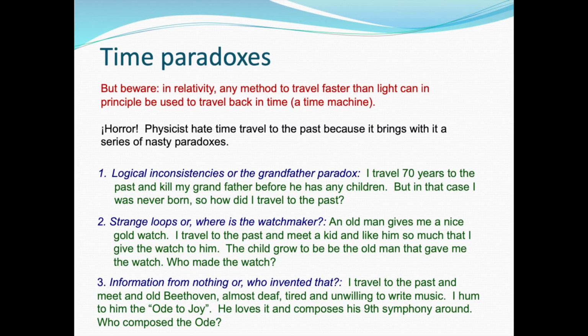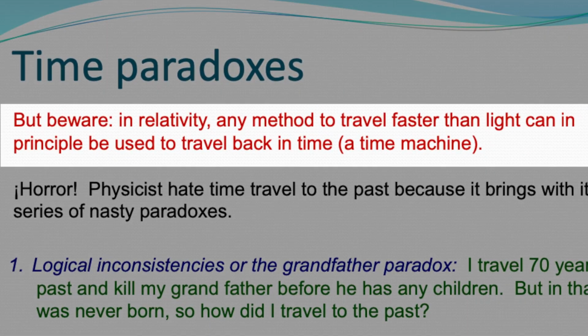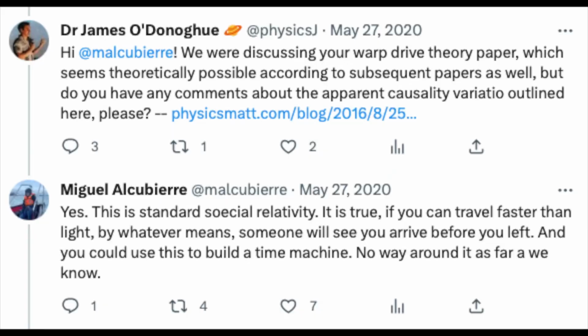Similarly, he stated in his lecture slides on the topic, "Beware, in relativity, any method to travel faster than light can in principle be used to travel back in time, a time machine." Further, he included a derivation proving this point in his 2017 follow-up paper, and he has stated the same thing on Twitter in interactions with other scientists.